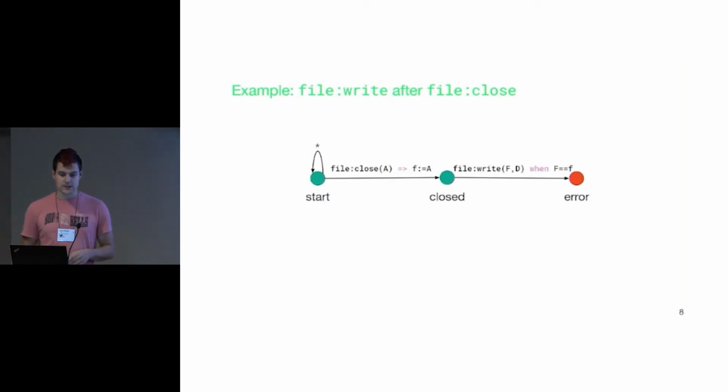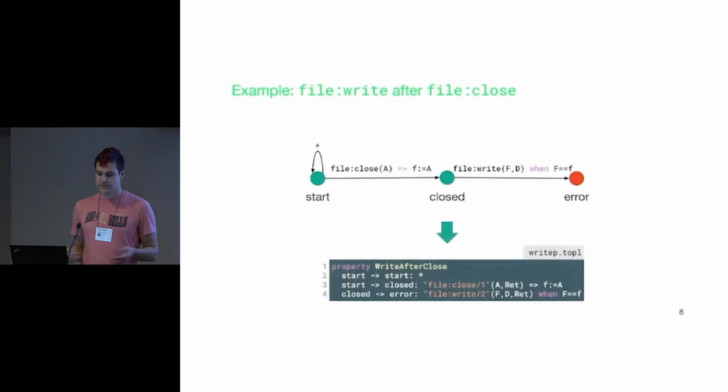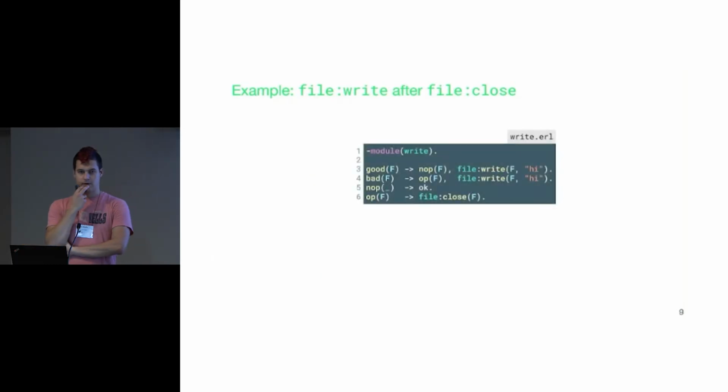So this is the automaton, and we can actually put it in a textual format, but this is the boring part. This is how you describe this automaton. But then if you have some example Erlang code, like the one that you see here, there are two main functions, good and bad, and both of them write to the file, but before that they do something. Good does nop, which actually doesn't do anything. Bad does op, which closes the file.